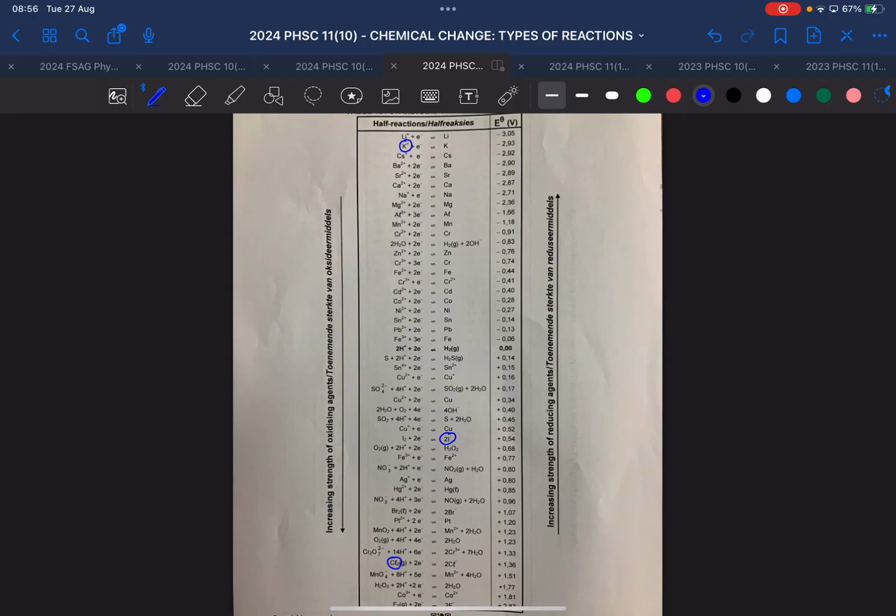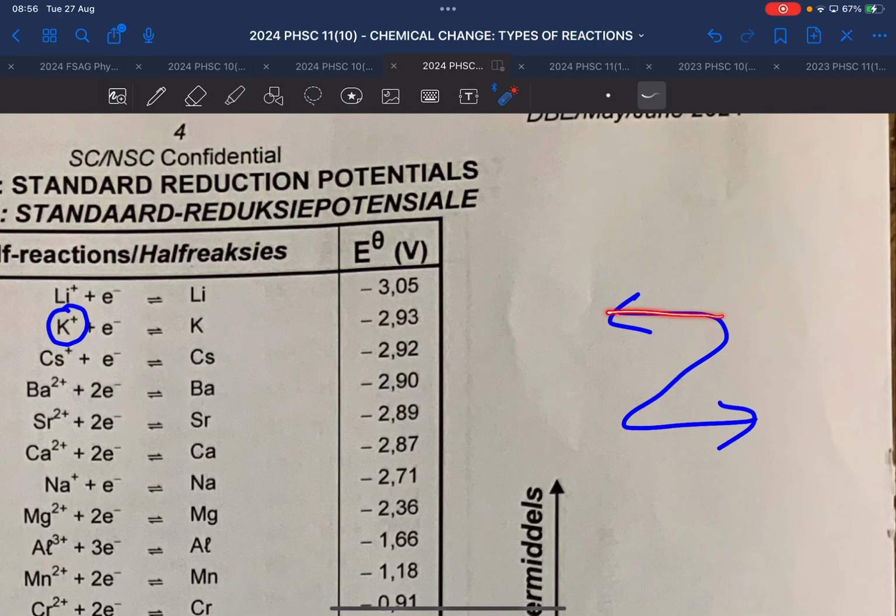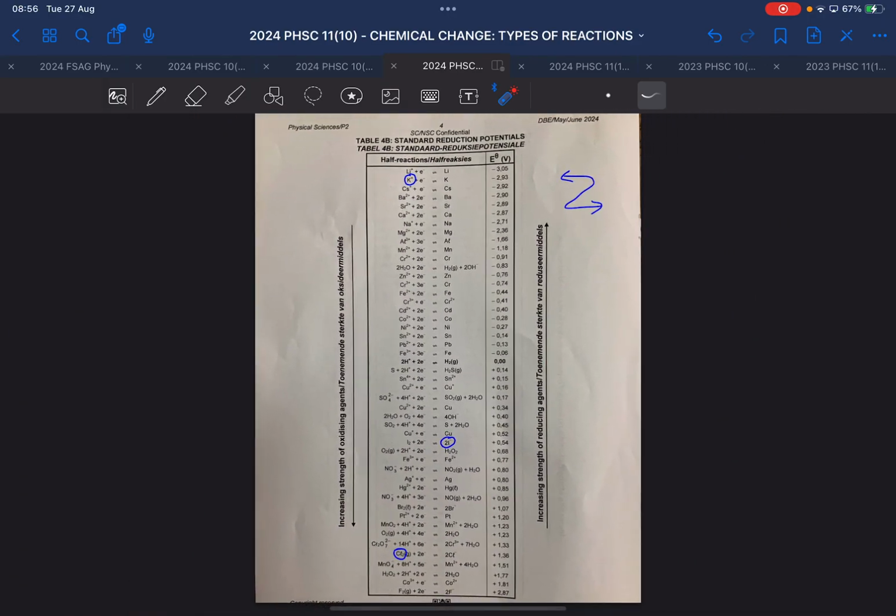Now, for a reaction to take place spontaneously, you need to be able to draw a Z like this. What does that mean? It means one half reaction must go from this side to that side. So you start on this side and you go to that side. And this half reaction must start on this side and go to that side. So if I start with these things, I start there, I will go that way, that way, that way.